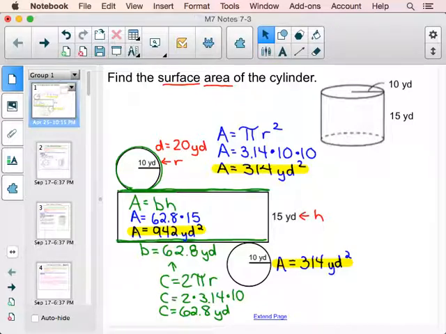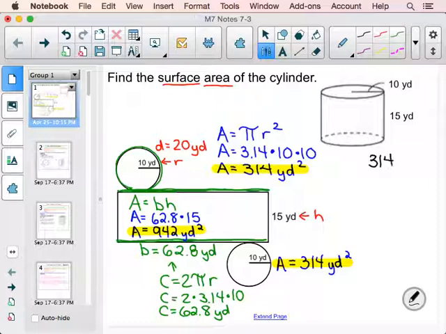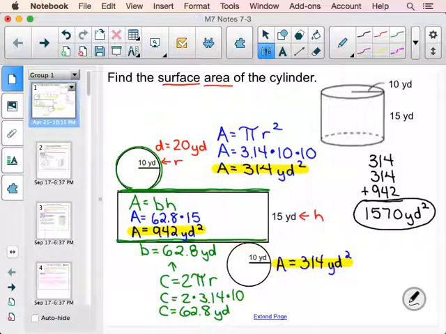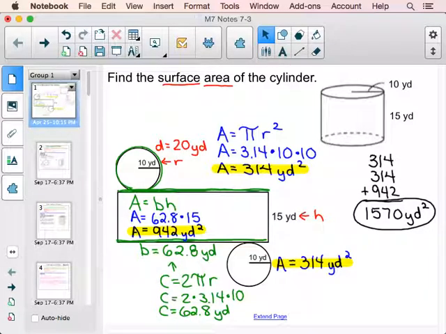Now to get my final total surface area, I'm going to add the areas of all three surfaces. So 314 for the top circle, 314 for the bottom circle, and 942 for the rectangular surface. And I get a total of 1,570 square yards for my total surface area. So I find the area of the circle, the circumference of the circle, and then the area of the rectangle, and add them all together.